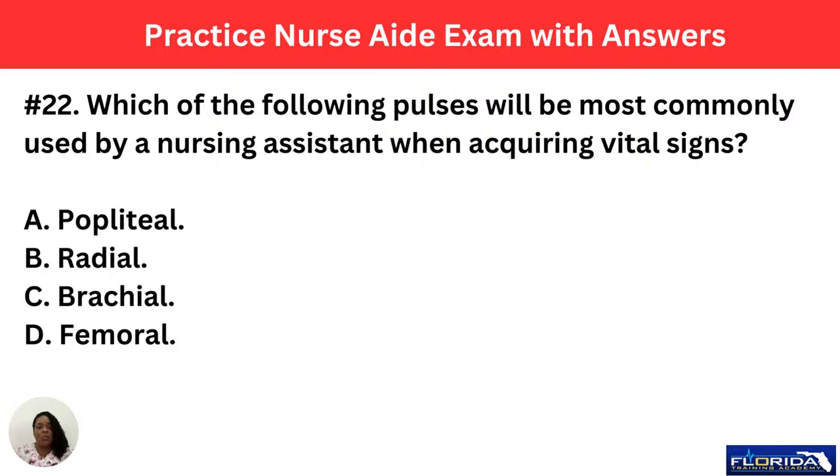Number 22, which of the following pulses will be most commonly used by a nursing assistant when acquiring vital signs? Is it A, popliteal, B, radial, C, brachial, or D, femoral? So let's say that you're trying to take a pulse. Are you going to do A, go behind the person's knee? Are you going to do B, go for the wrist?